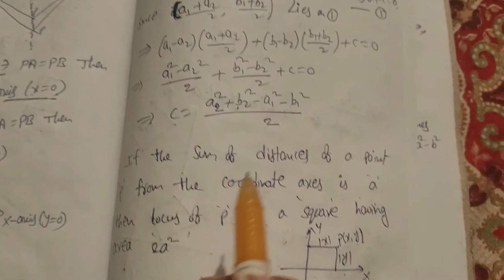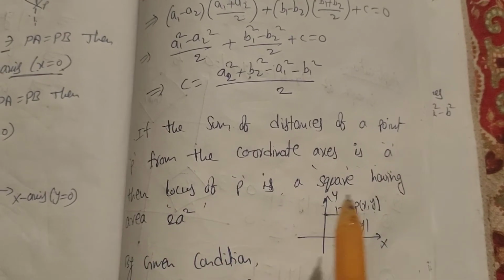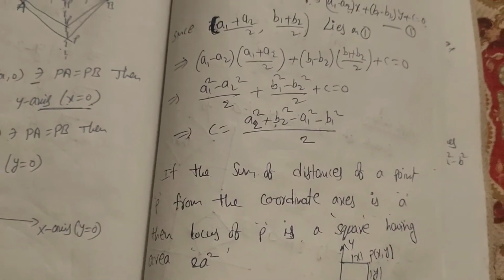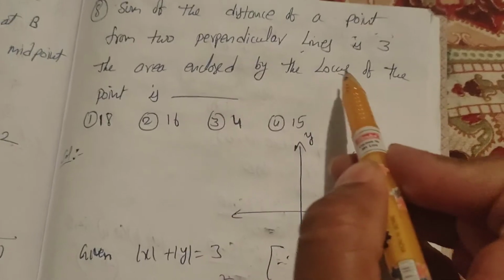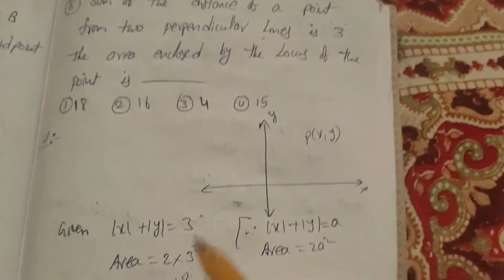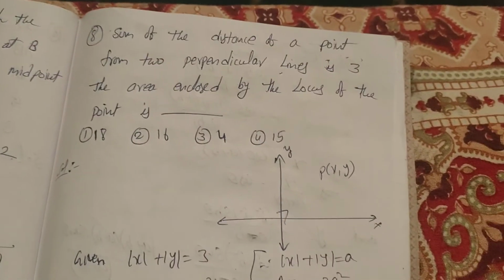Yes, here it is: the sum of the distances of a point P from the coordinate axes is a, then the locus of P is a square having area 2a squared. So use this application directly here. This is nothing but |x| + |y| = 3. That is the condition, perpendicular, meaning for perpendicular lines you take the coordinate axes.